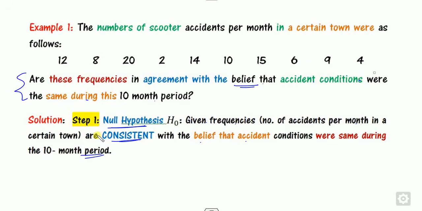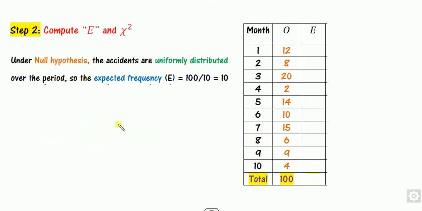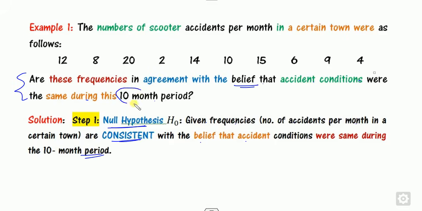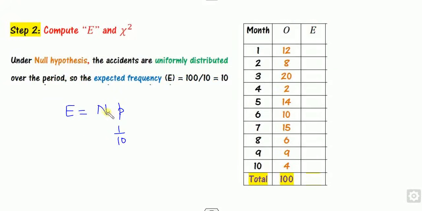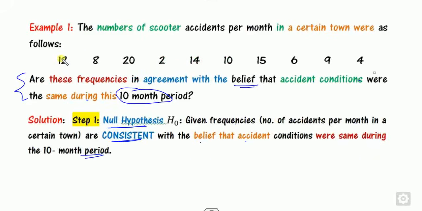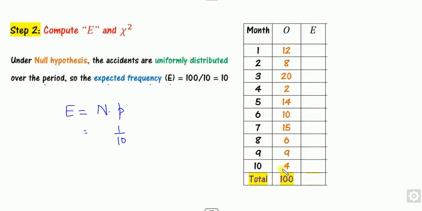This is my H0. Now the second step is to calculate E and chi-square. What is E? E is always N multiplied by P, where P is the probability. Look at that, this is a 10-month period, so the probability for a 1-month period is 1 by 10. What is N? It is the sum of these frequencies. If I add them, the sum of frequencies is 100. So E is 100 divided by 10, and now I can calculate E as 10 here.